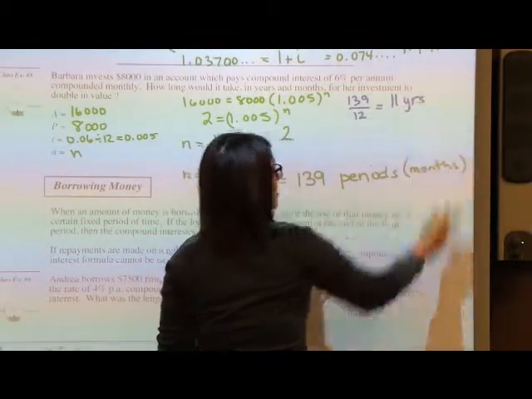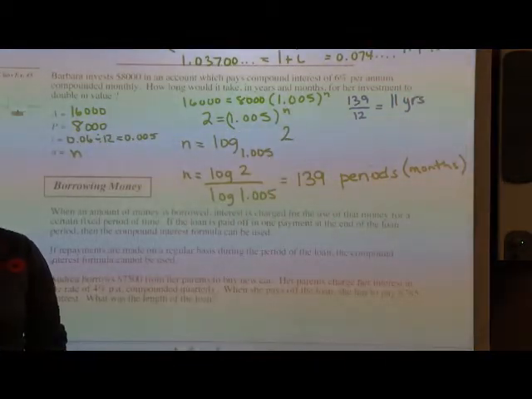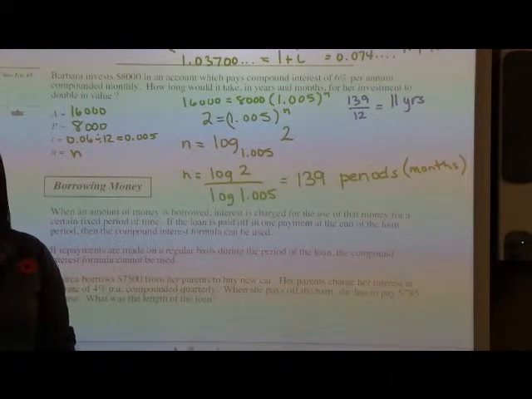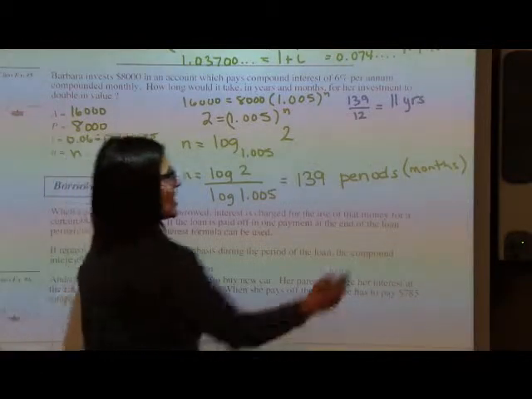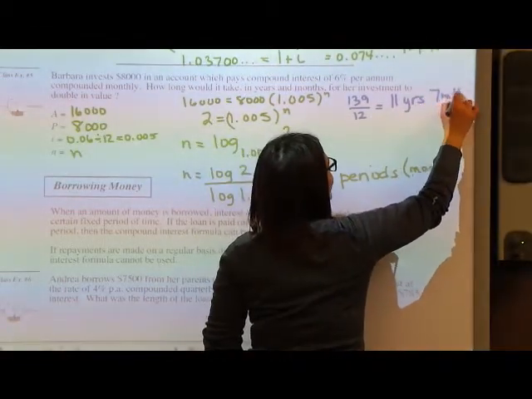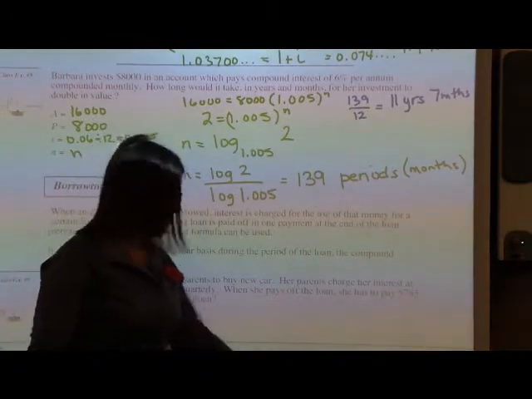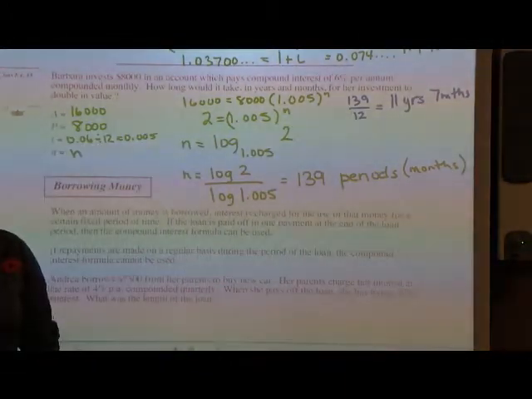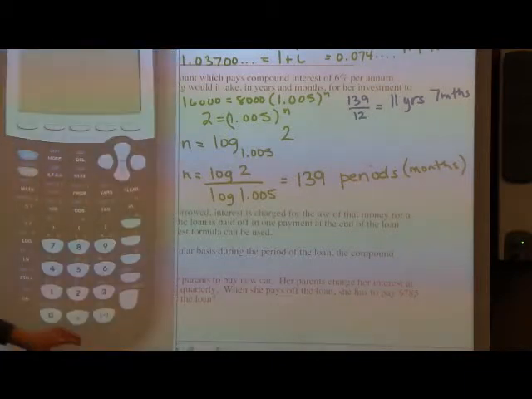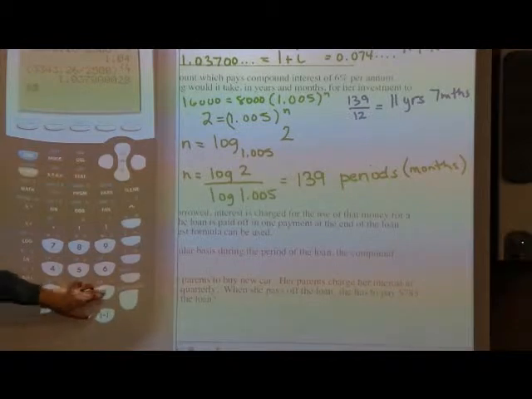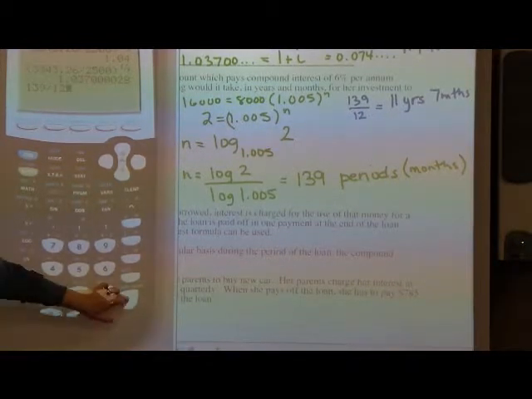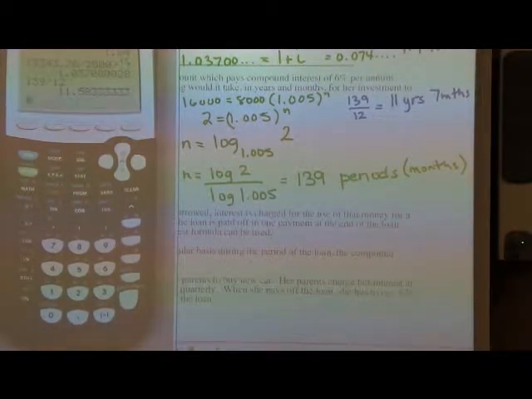So I get 11 years, and how many months are left over? How'd you get the 7 months? I did 11 times 12 is 132, and then plus 7 is 139. Yeah. So I've got 139 divided by 12 gives me my 11.583 repeating.